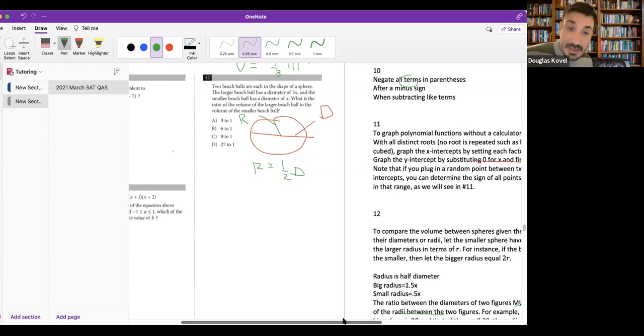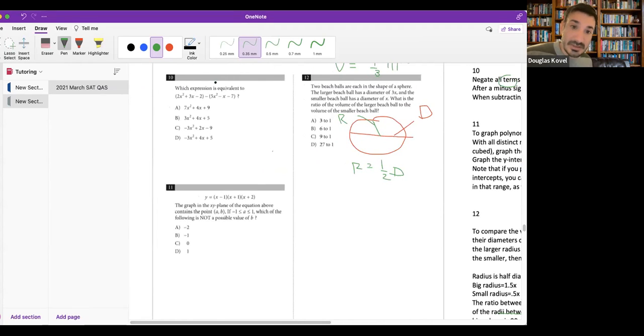In the parentheses, a lot of students will negate the very first term, but then they forget to for the others. So in this particular case, the terms before the minus sign, all of those first 3 terms, don't change. So it's 2x squared plus 3x minus 2.